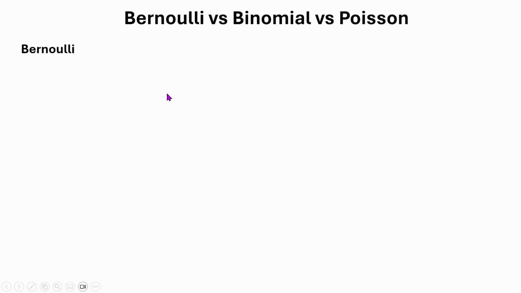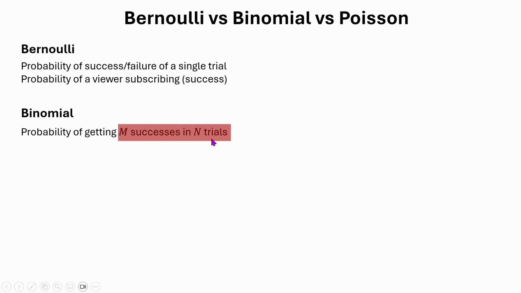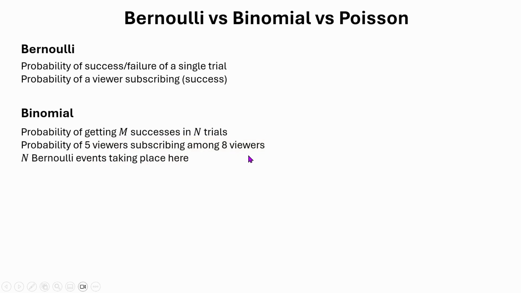Next, let's talk about Bernoulli, binomial, and Poisson. Bernoulli is very simple. It is nothing but the probability of success or failure of a single trial. For example, you can ask, what is the probability of a viewer subscribing? We can call subscription a success event. But in binomial, we are asking, what is the probability of getting m successes in n trials? Just to give an example, what is the probability of 5 viewers subscribing among 8 viewers? You can think of this as n Bernoulli events taking place.